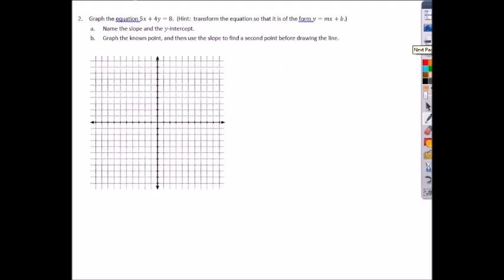So let's do number 2. Graph the equation 5x plus 4y equals 8. Hint, transform the equation so it is of the form y equals mx plus b. And that again is our first step when we want to graph slope-intercept form. We have a hard time looking at this equation up here to figure out where's our slope and where's our y-intercept. So let's write it down as 5x plus 4y equals 8.